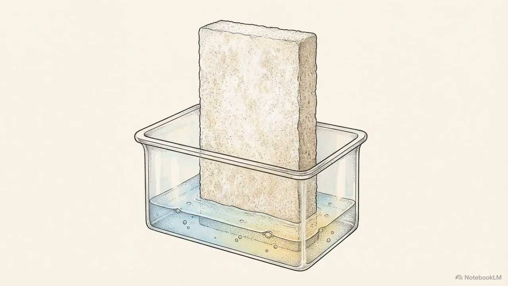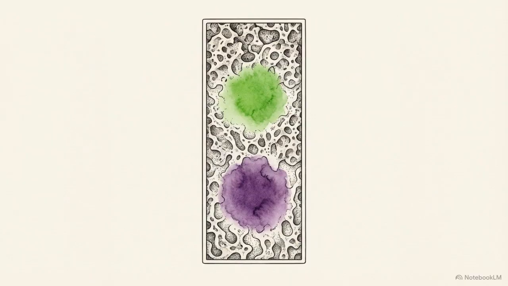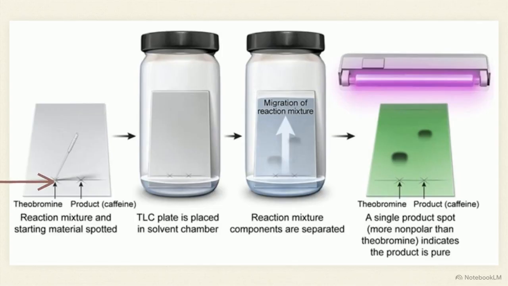The simplest way to see this tug-of-war in action is thin-layer chromatography, or TLC. It takes this dynamic and plays it out on a flat surface based on molecular polarity. This sequence shows the basic TLC setup. A mixture is spotted on a coated plate and placed into a sealed chamber with a solvent pool.